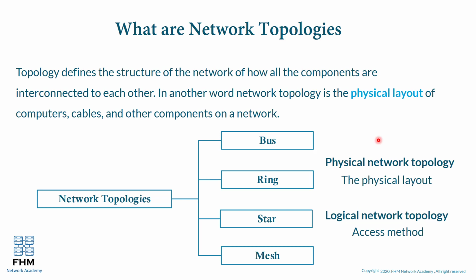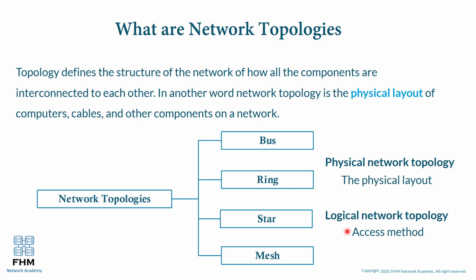As I mentioned before, topology defines the structure of the network and how all components are interconnected to each other. In other words, network topology is the physical layout of computers, cables, and other components on the network. There are lots of different network topologies out there, but the most important ones are bus topology, ring topology, star, and mesh. When we talk about network topology, we describe the physical layout or physical topology, and then we have to talk about logical network topology or the access method.